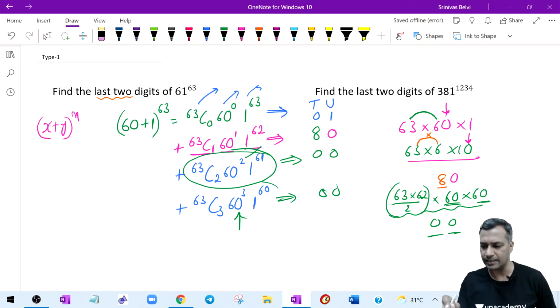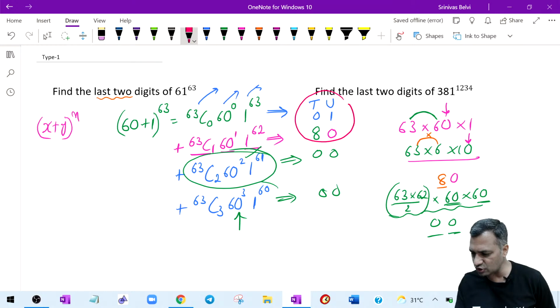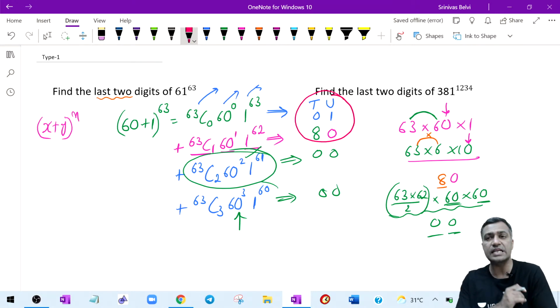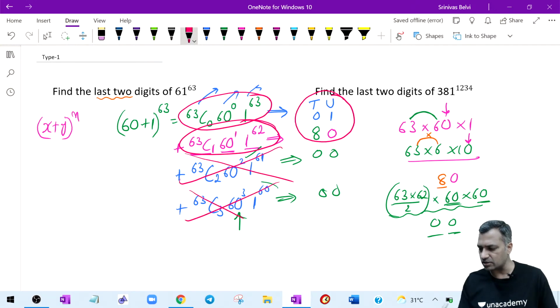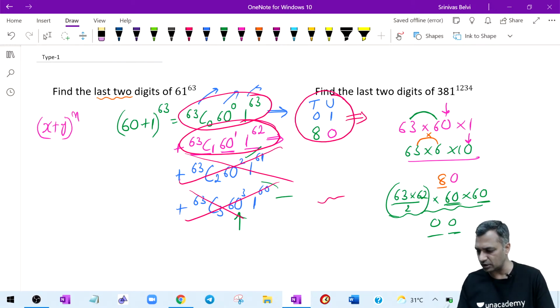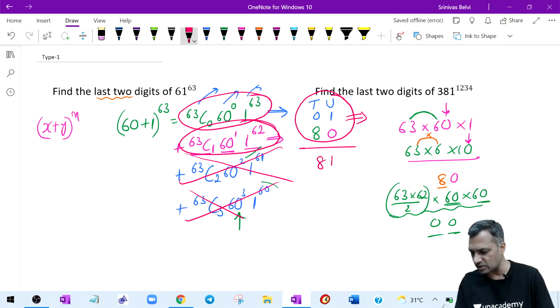And hence I say that except the first two terms of this binomial, nothing else is going to contribute anything. This is my first term and this is my second term. Only the first two terms contribute. Rest of the terms simply contribute zeros thereafter. So first two terms expansion, therefore I will just add it up, 80 plus 00. I will add up these two terms and I say that the last two digits are 81. That's it. All right. This is going to be my answer.